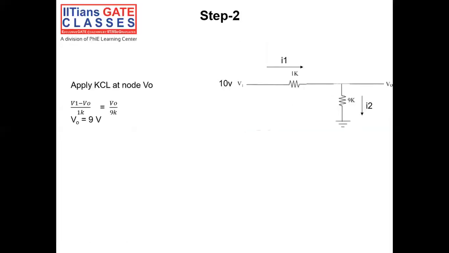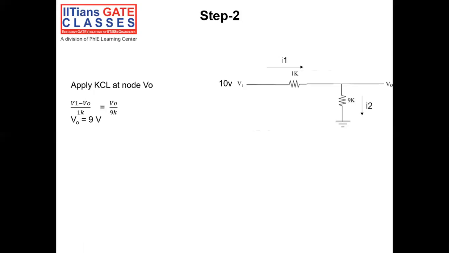And the answer is V0, right? So again, to calculate V0, we will apply KCL at the same node. So now the KCL will be I1 equal to I2, correct? What is I1? I1 is (V1 minus V0) divided by 1K, and this is equal to I2. I2 is V0 by 9K, right? Having V1 equal to 10 volt, we can calculate the value of V0. So V0 is equal to 9 volt. So in step 2, we have now calculated the answer.